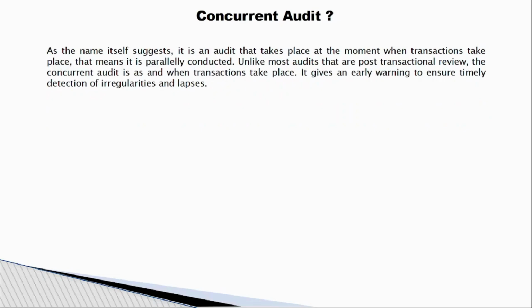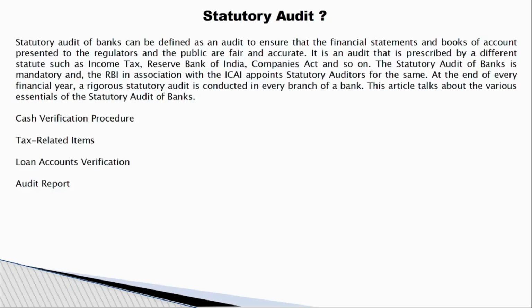So concurrent audit is a parallel activity happening in the bank or financial institution. Any irregularities will be verified immediately. It will be notified immediately to the bank management or financial institution management. Statutory audits are done by the Income Tax, Reserve Bank of India, Companies Act. These are statutory bodies. If they conduct an audit, it is a statutory audit.